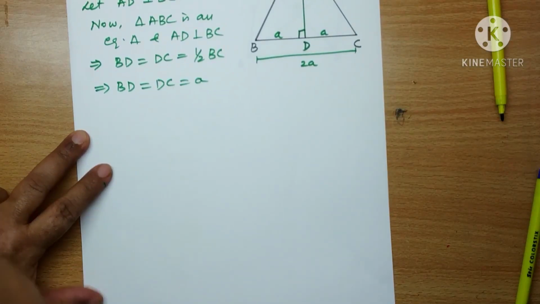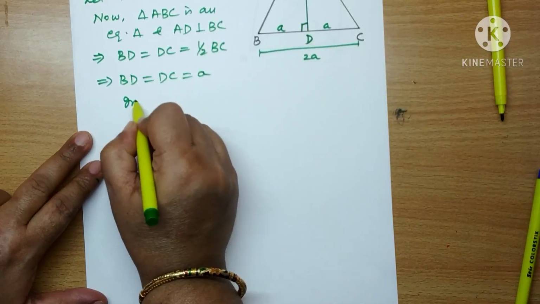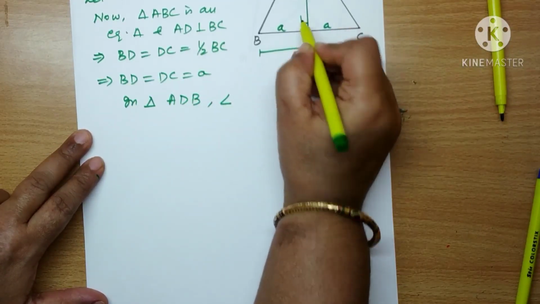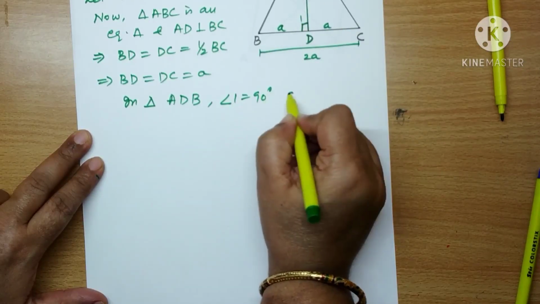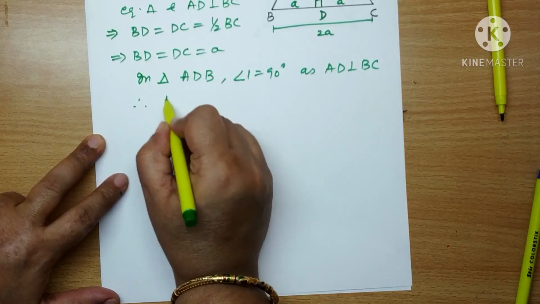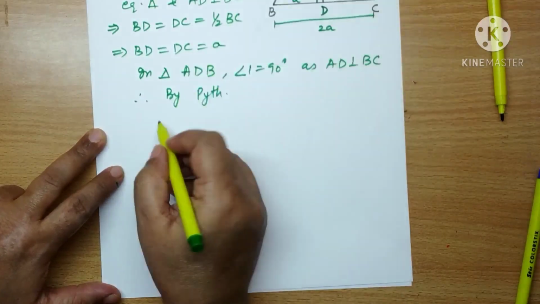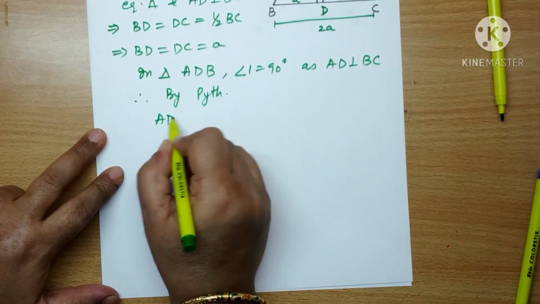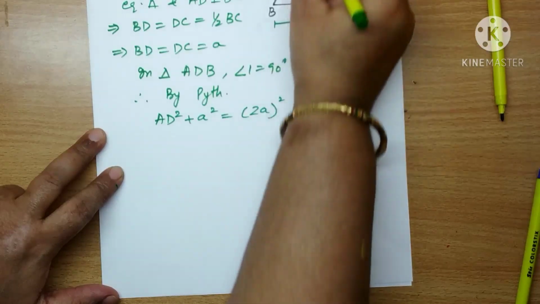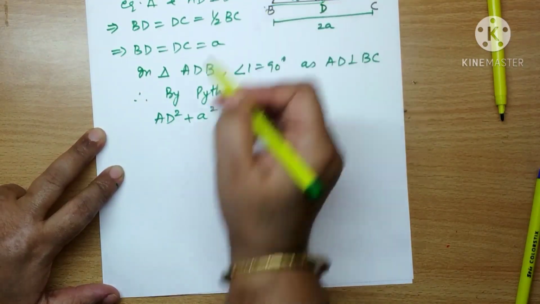Now what are we finding? We are interested in finding the altitudes. I need to find AD. So in triangle ADB, angle 1 is 90 as AD is perpendicular to BC. Therefore, I can apply Pythagoras here. What do we get? AD square plus A square is equal to 2A square. This square plus this square is equal to this square.